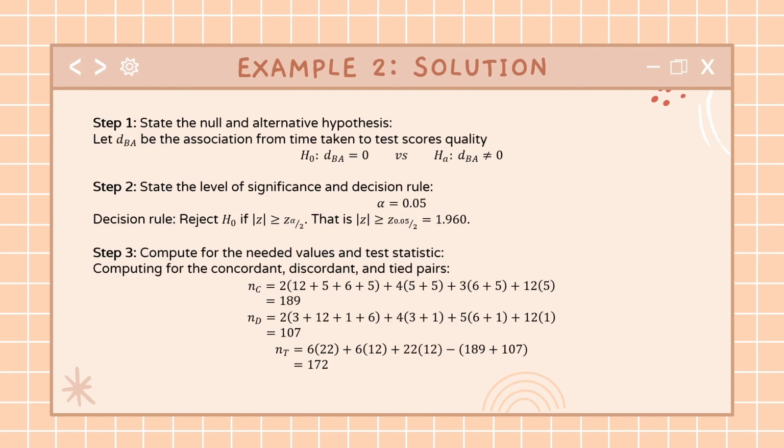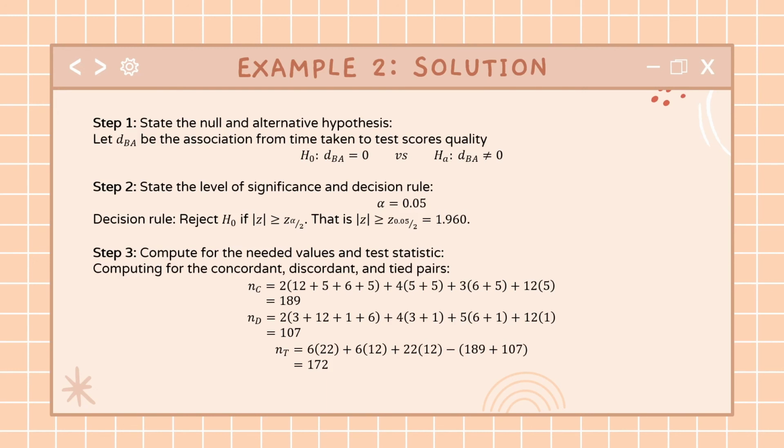So, define natin kung ano yung DBA. So, let DBA be the association from time taken to test score quality. Again, important na to. From time taken to test score quality. Important yan sa Somers' delta. So, for the null hypothesis, set natin na yung DBA is equal to 0 and yung alternative natin is not equal to. Second is step 2, state the level of significance and decision rule.